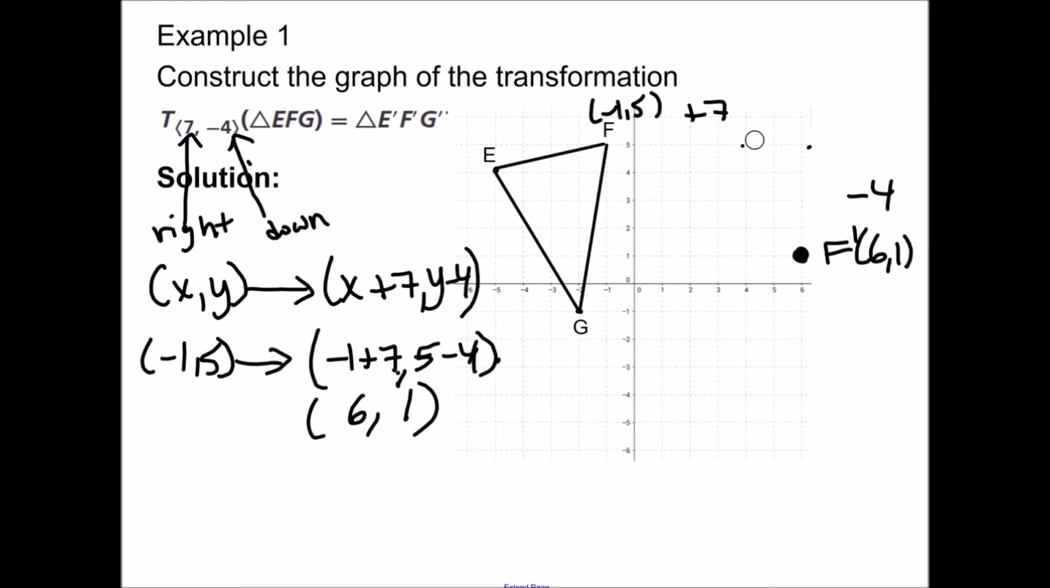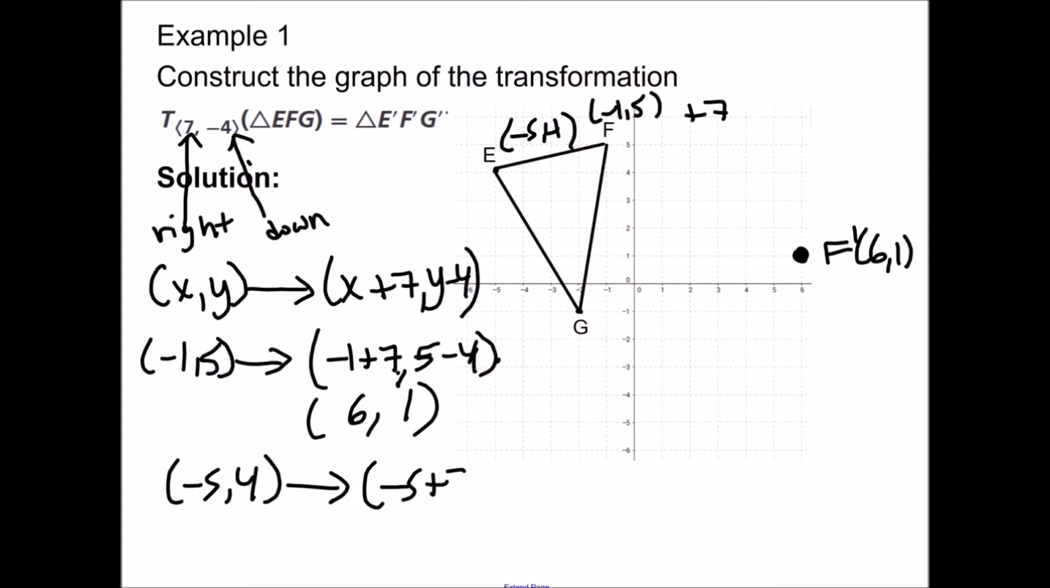Okay, so now that I showed you that visually, let's go ahead and do it for the rest of the coordinates. For E, the coordinates are -5, 4. I'm going to take that and transform it into this rule: -5 plus 7, 4 minus 4. So -5 plus 7 is positive 2. 4 minus 4 is 0. My new coordinate for E is 2, 0.